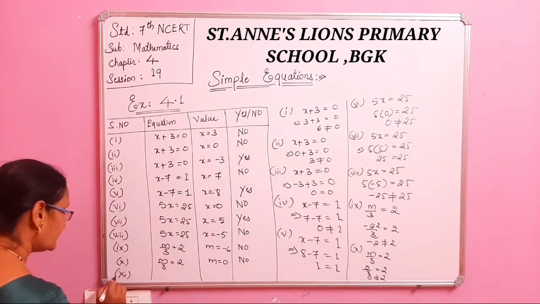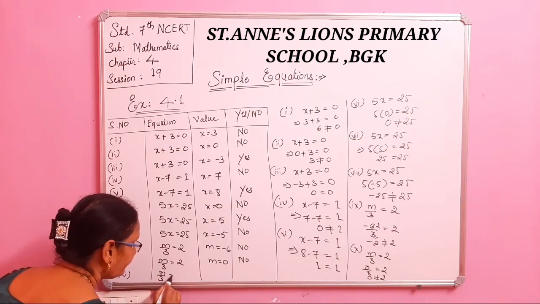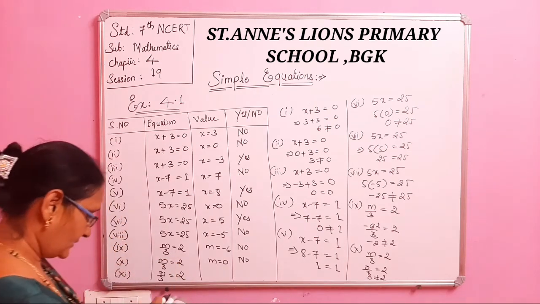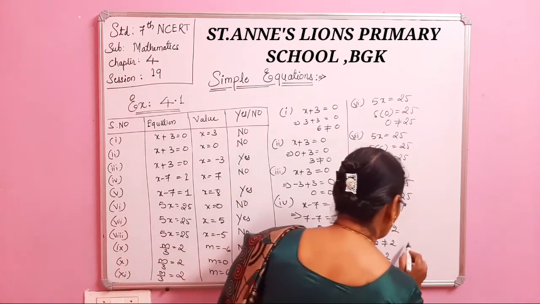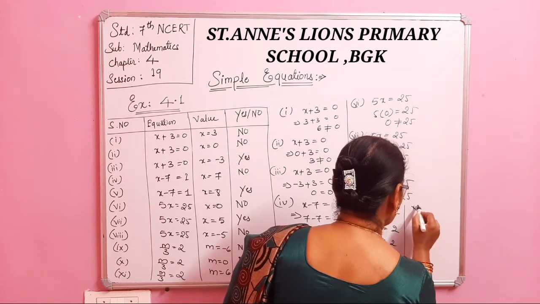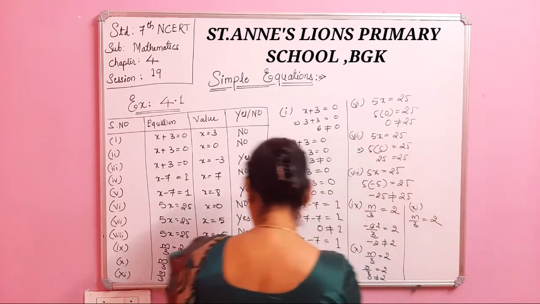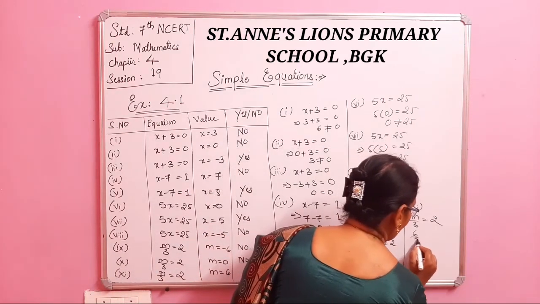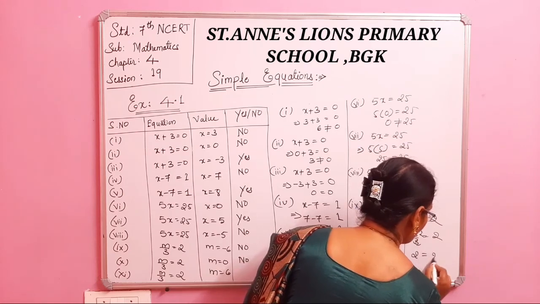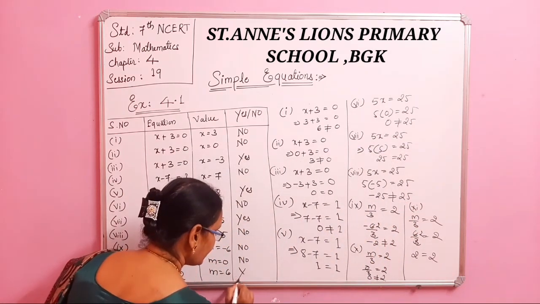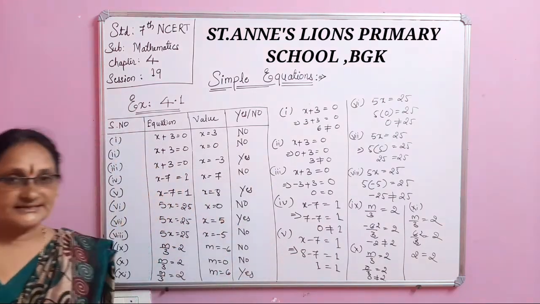The next one, that is the 11th problem, m by 3 is equal to 2. What is the value here? m is equal to 6. We will see now. Here we will see the 11th problem. What is the equation? m by 3 equal to 2. The value given is 6. 6 by 3 equal to 2. 3 ones are 3, 3 twos are 6, so 2 is equal to 2. That means this is satisfied. When the LHS equals RHS, that will be satisfied.